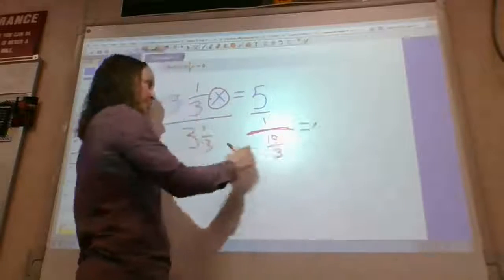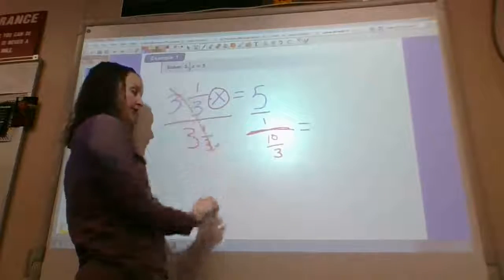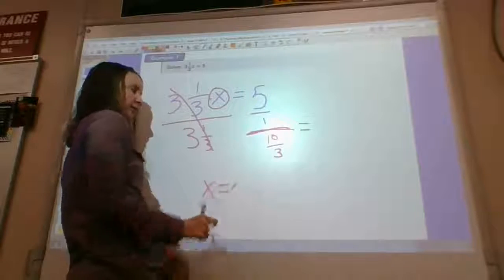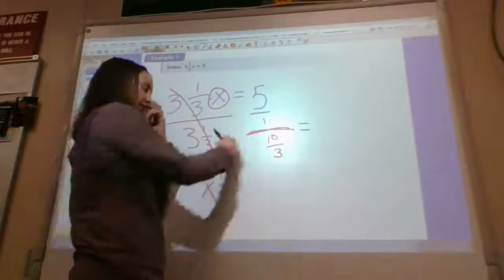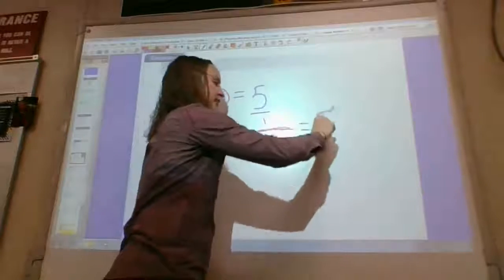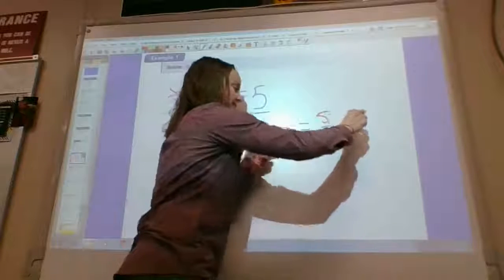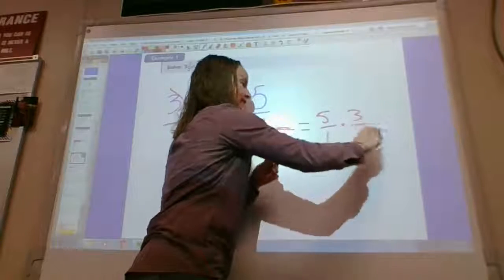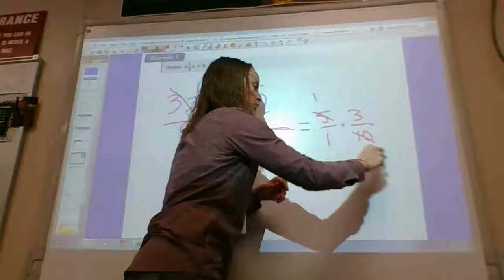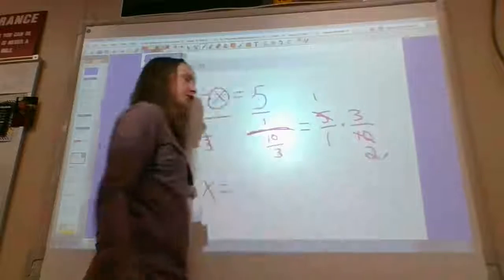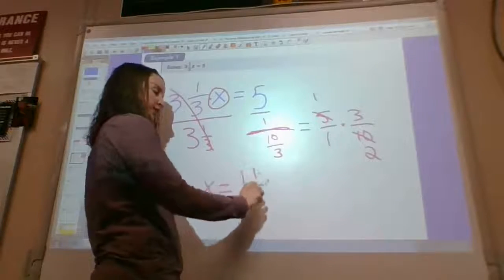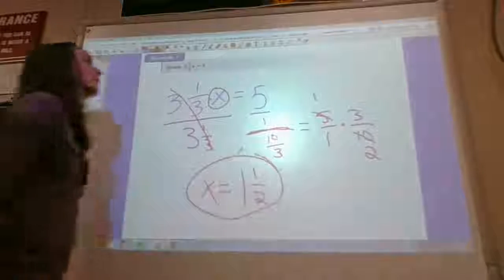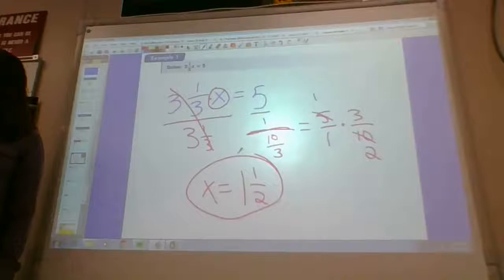Why does that help us? Because something divided by itself is 1. So you're going to get x equals, and always try to write down, and then you can do a little side problem. You actually have 5 over 1 multiplied by the reciprocal, 3 over 10. 5 goes into 10 twice, and then 3 over 2, hopefully you know, is reducing to 1 1/2. So there we go.